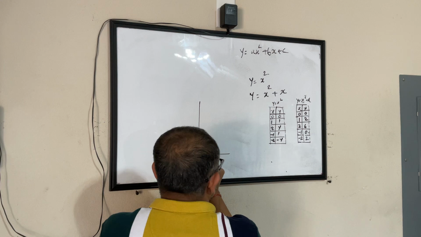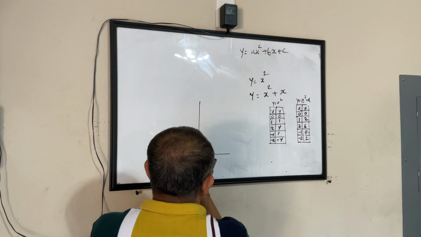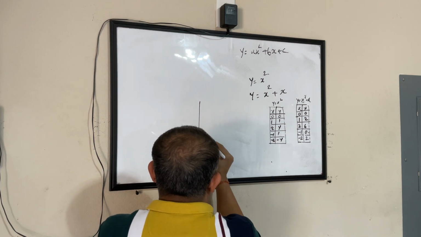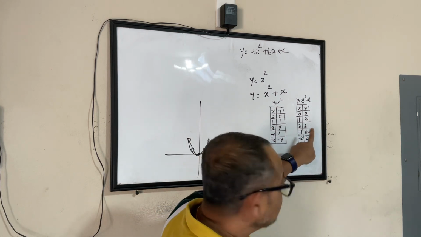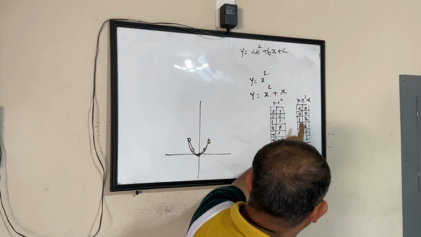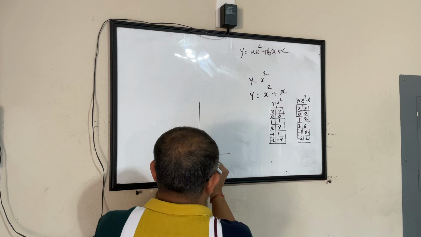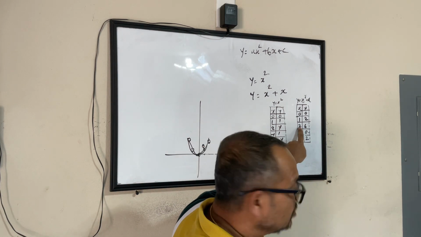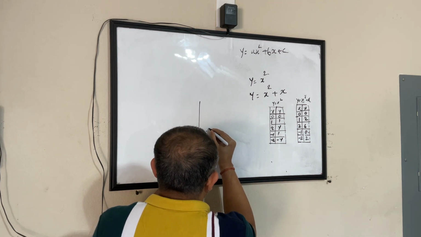First one, 0, 0, 1, 1, minus 1, 1, 2, 4, minus 2, 4. This is my first parabola. Now here in this case, 0, 0, this is one of the points. 1 and 2. So when x is 1, y is 2. 2 and 6. When x is 2, y is 6. Probably here.